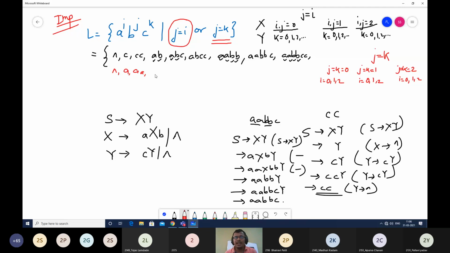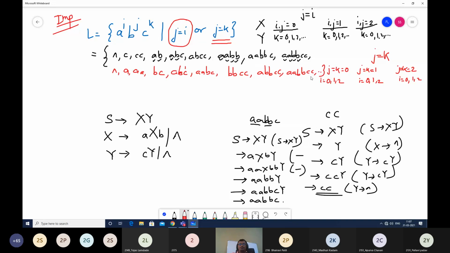Next is J and K are equal with the value of J and K as 1. So I'll have 1B and 1C, with no A or with 1A or with 2 A's. So BC indicates value of I as 0, then ABC indicates value of I as 1, AABC indicates value of I as 2. Again, J and K can be 2. So it will be BBCC, or it can be ABBCC or AABBCC.